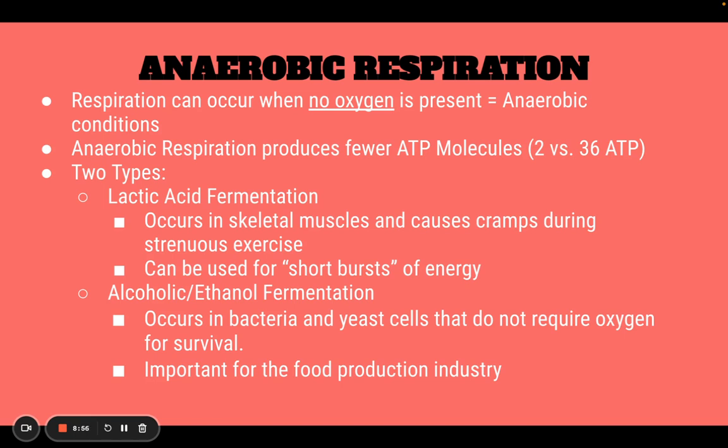There are 2 different types of anaerobic respiration. The first is lactic acid fermentation, which occurs in the muscles and causes cramps during strenuous exercise. This type can be used for short bursts of energy. The second type is alcoholic or ethanol fermentation, which occurs in bacteria or yeast cells that do not require oxygen for survival. This process is important for the food production industry.